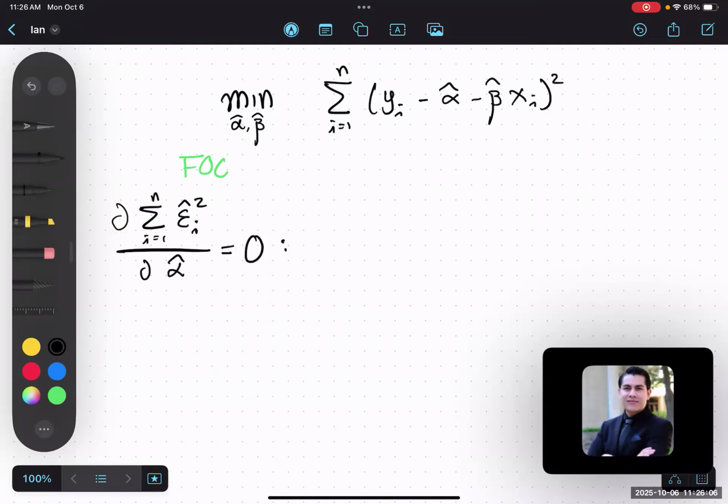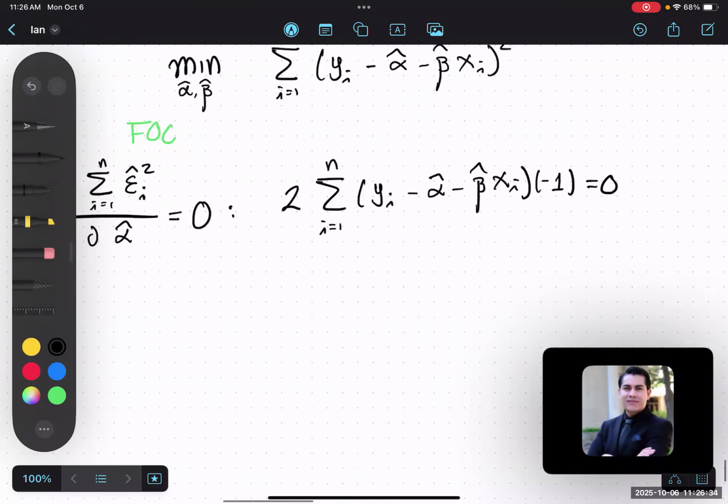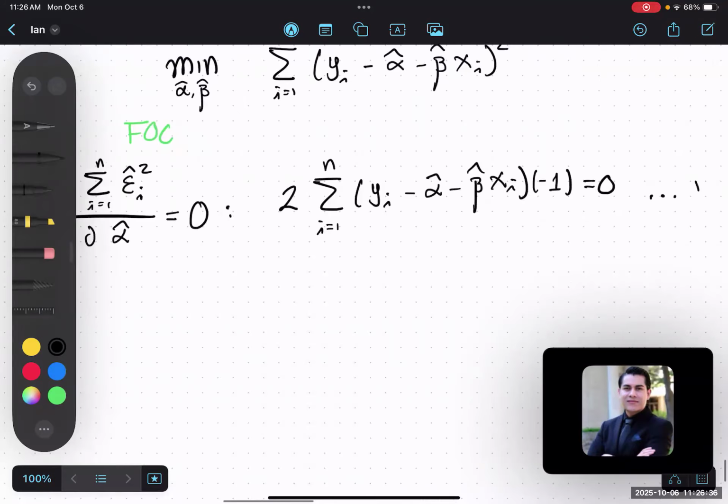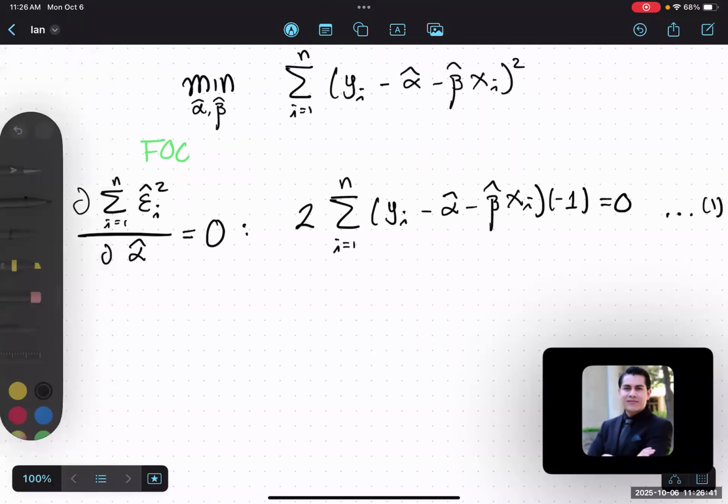So this first derivative is 2 times the sum from 1 to n of what we have inside the parentheses times the derivative of what we have inside the parentheses, with respect to alpha hat, no? Which in this case is -1. And this is equal to 0. I will call this one my equation number 1, just to have an order in this process, okay?